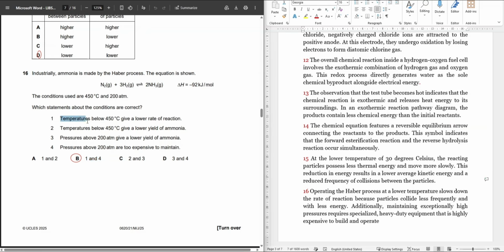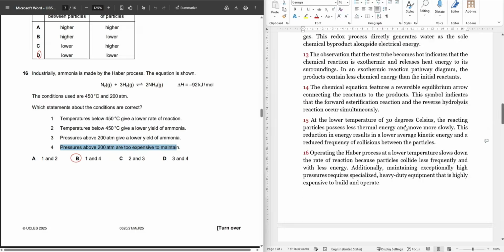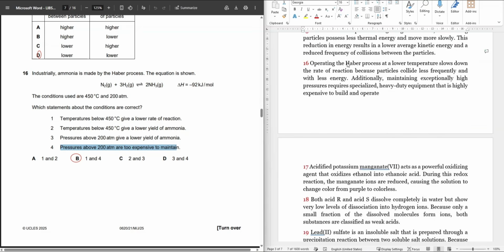Statement number 1 says temperatures below 450 degrees centigrade give a lower rate of reaction. And number 4 says that pressure above 200 atmospheric pressure is too expensive to maintain. Now let's see the explanation to this question. It says operating the Haber process at a lower temperature slows down the rate of reaction because particles collide less frequently and with less energy. Additionally, maintaining exceptionally high pressure requires specialized heavy duty equipment that is highly expensive to build and operate.